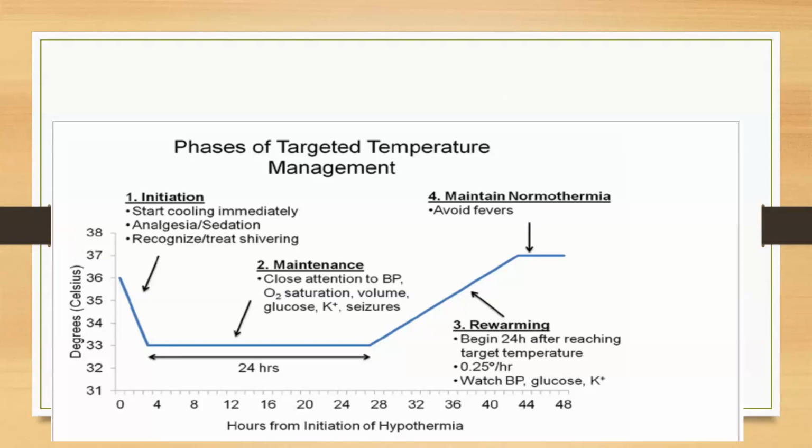We can use analgesia and sedation if the patient is shivering. And if we are not controlling shivering even after using sedation and analgesia, then we can add a neuromuscular blocking agent.